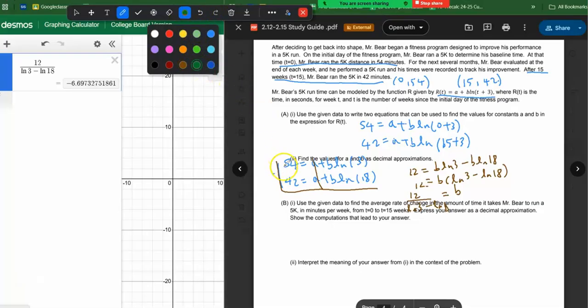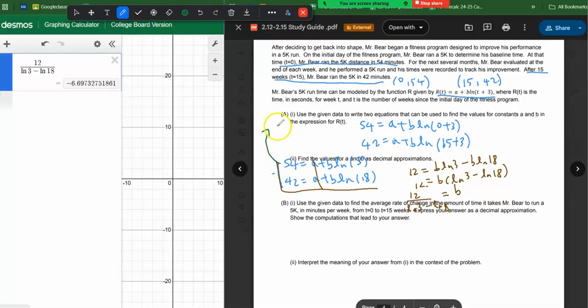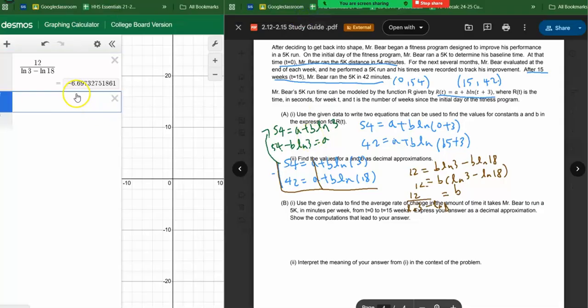Knowing what b is, you can just pick one of these equations. I'm going to choose the top one. So 54 is equal to a plus b natural log of 3. I know what b is. I'm going to go ahead and subtract: 54 minus b natural log of 3 is equal to a. You with me? And then I'm going to go over here and do 54 minus, what's b? This number right here. I have to type it. Okay, be careful over here.